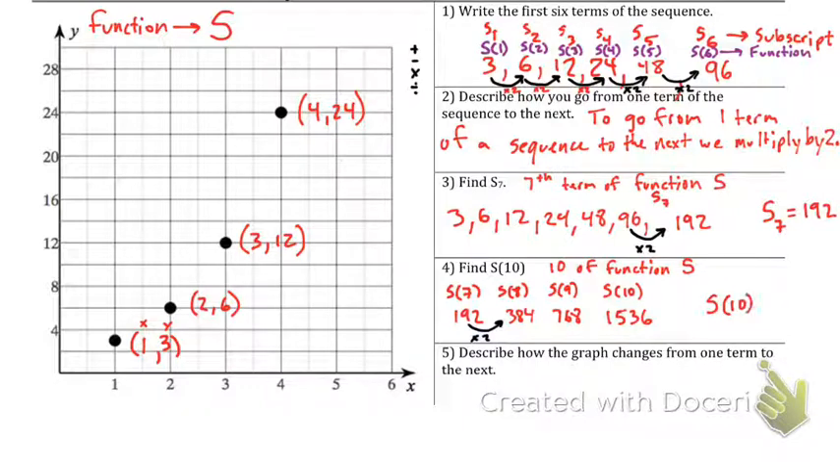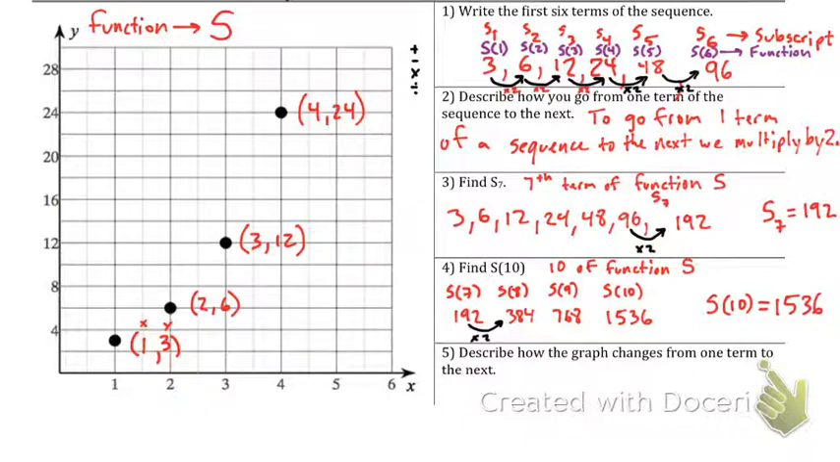So the way we write it is S of 10, or the 10th term of function S, is 1536. Okay? So once you get that pattern down, it's as simple as multiplying. If the pattern's addition, it's as simple as adding. Okay? Next step, describe how the graph changes from one term to the next.